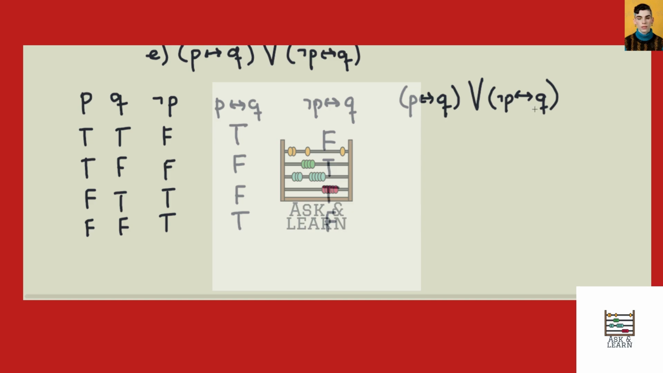Now, all together, remember that the inclusive OR, if they're both false, it's false. Any other combination, then it's true. So we're looking at the fourth and fifth columns. So true, false, true. False, true is true. False, true is true. And true, false is true. So this would be the truth table for E.